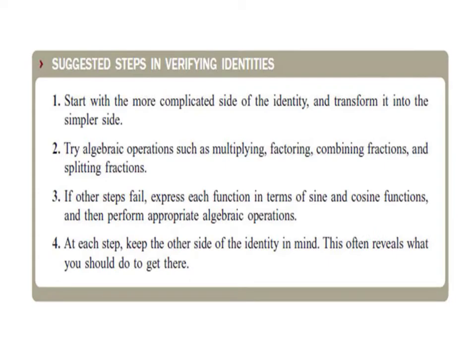Okay, there's the answer. Okay, right here, these are just suggested steps to take. You start with the more complicated side of the identity, whichever one looks like it's really big or has tangent or something like that. And then you want to try to transform it into the simpler side. Try any algebraic operations, multiplying, factoring, combining fractions, whatever it is you can do, or even splitting them up. If other steps fail, express each function in terms of sine and cosine, and then perform the appropriate algebraic operations. And finally, at each step, keep the other side of the identity in mind. Remember, that's your goal. What's going on with the other side of the identity? That's where you want to get.